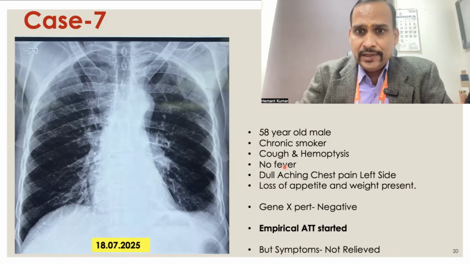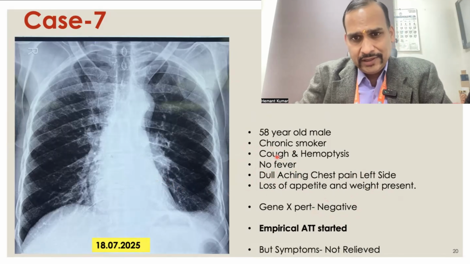A 50-year-old male, a chronic smoker, with cough and hemoptysis, but no fever, and dull aching chest pain on the left side. There was loss of weight and appetite, and tuberculosis was negative, GeneXpert was negative. So he went to a private practitioner. He thought cough is there, hemoptysis is there.